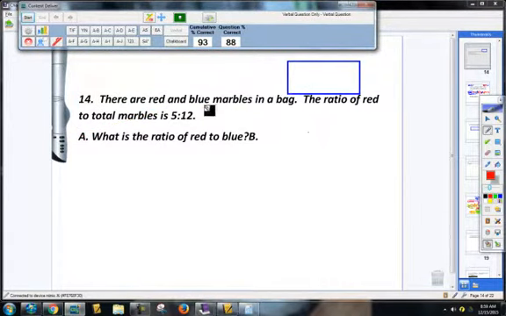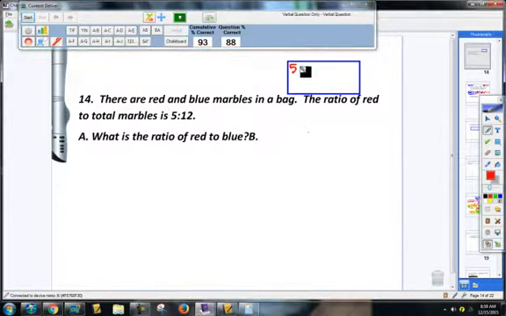Okay, there are red and blue marbles in a bag. The ratio of red to total is 5 to 12. So let's put what we know. We know there are 5 red. We know that there are 12 total. Are we done? We know there are 12 total.